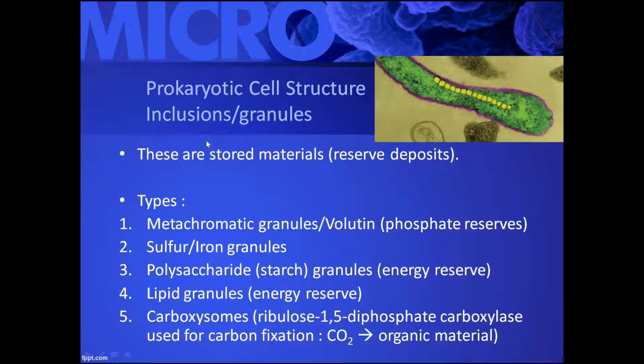Now moving on to the inclusions or the granules. As we said, these are stored materials. They are reserved deposits, and they have multiple types. The metachromatic granules or the volutin contain phosphate. The sulfur iron granules contain sulfur or iron. The polysaccharide or starch granules contain polysaccharide, and this is used for energy. The lipid granules contain lipids, and this is used for energy.